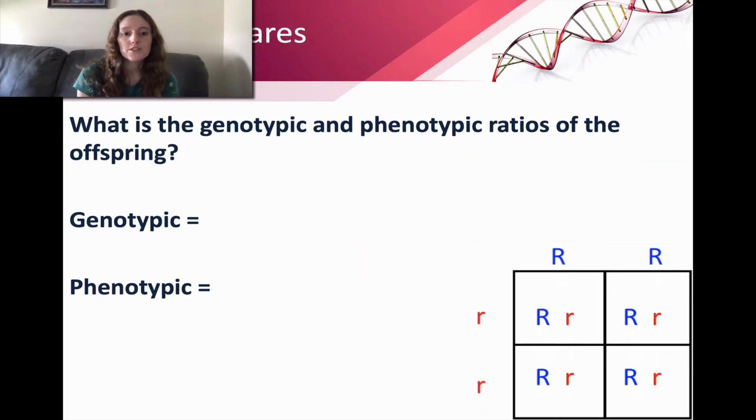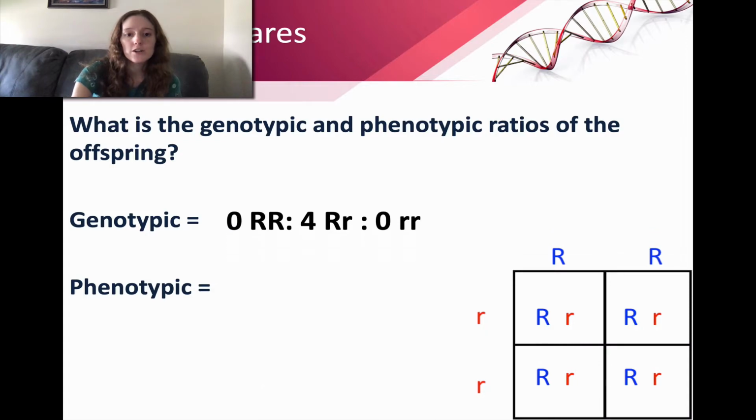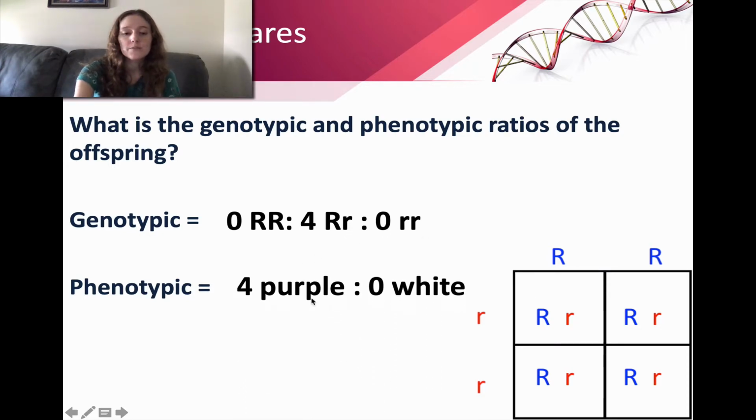So here is our Punnett Square. If we're looking at the genotypic ratio, we're going to start with homozygous dominant. We don't have any that have two capital R's, so that would be 0. Then you do heterozygous. We have 4 that have one capital, one lowercase, and then we have none that have two lowercase r's. For phenotypic ratios, we have two phenotypes. It could be purple or white. Because we have at least one dominant letter here, one capital letter, they're all going to be purple, no white flowers.